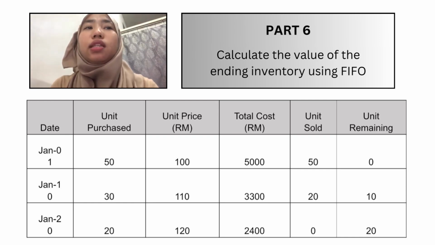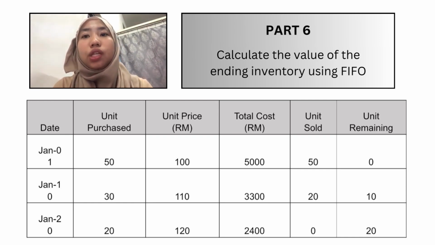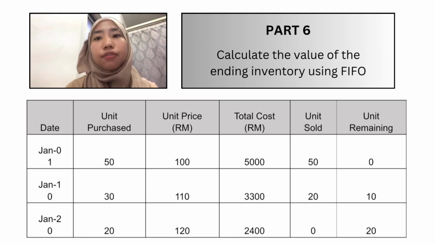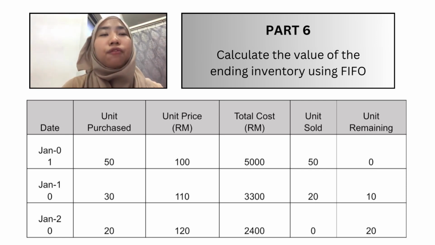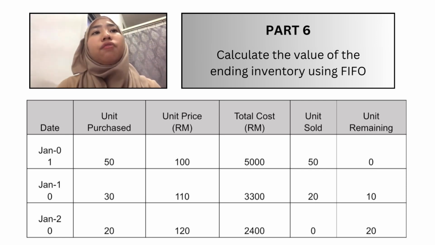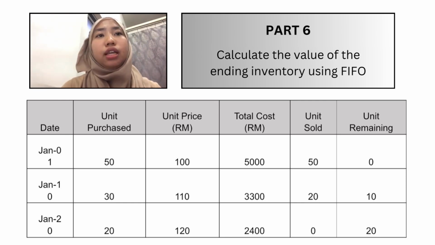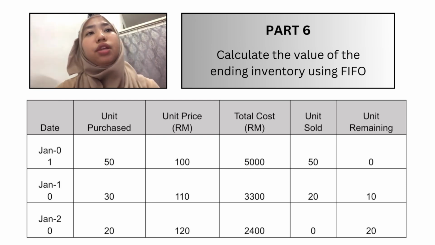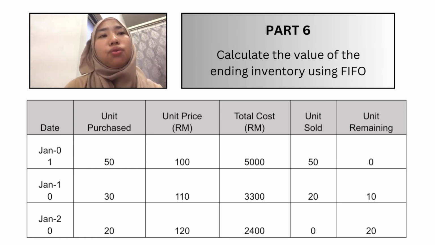So the next one is for part 6, which is the value of the ending inventory using FIFO. FIFO stands for first in, first out. It assumes the oldest inventory is sold first, leaving the most recent purchases in stock. We have 3 inventory purchases: January 1st, 50 units at 100 ringgit each; January 10, 30 units at 110 ringgit each; January 20, 20 units at 120 ringgit each.